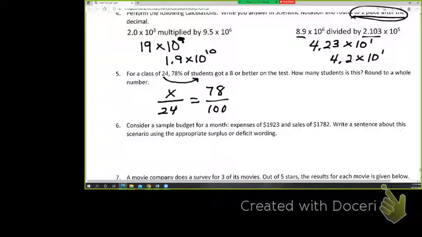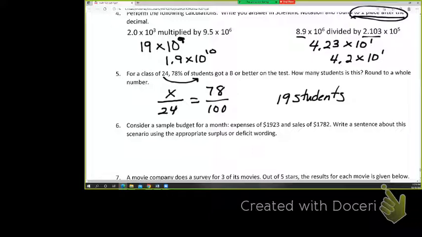You could also have done 0.78 times 24, and then it tells you to round this to a whole number, which makes sense because they're people. So you should come up with, after you have rounded it, 19 students. I just cross-multiplied.